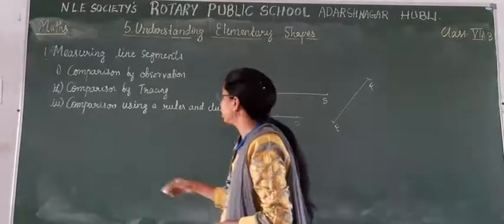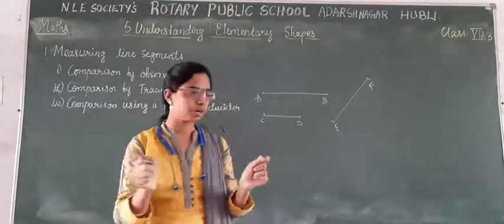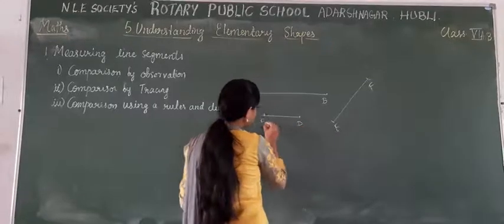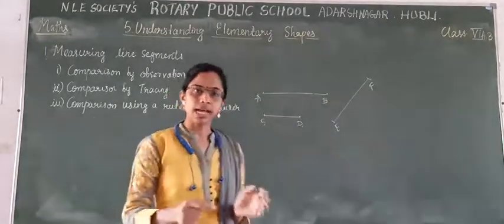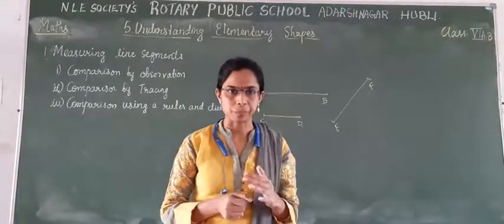Next method, comparison by tracing. What you do is you take a paper and hold it here and mark CD and then you place it over the other line. That time also you may not compare exactly.